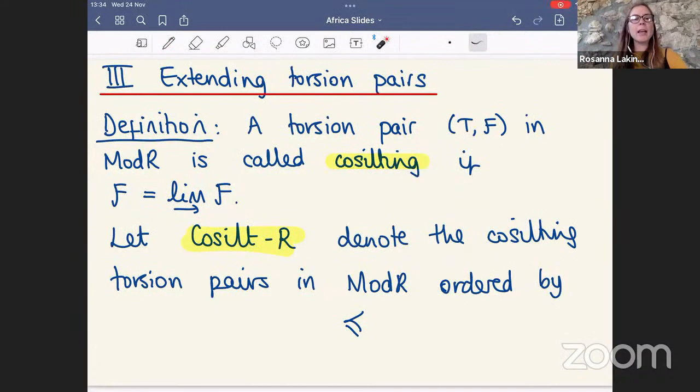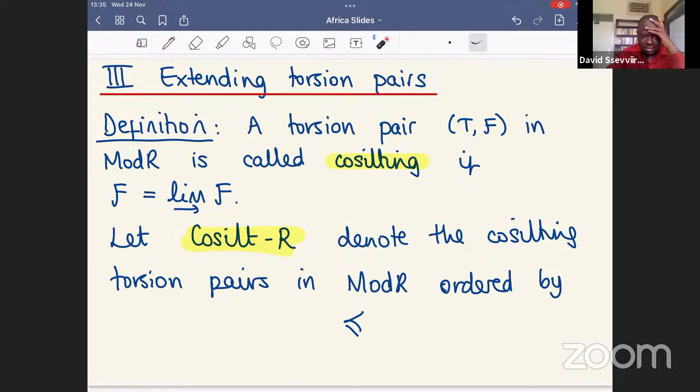And we're going to do the same thing as earlier. We'll consider the collection of all co-silting torsion pairs in the category of all modules, so these are not necessarily finitely generated. And we'll order them in the same way, by inclusion of torsion classes.